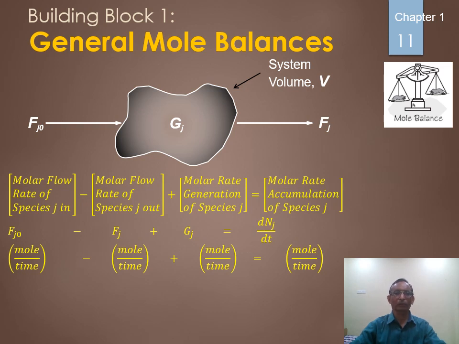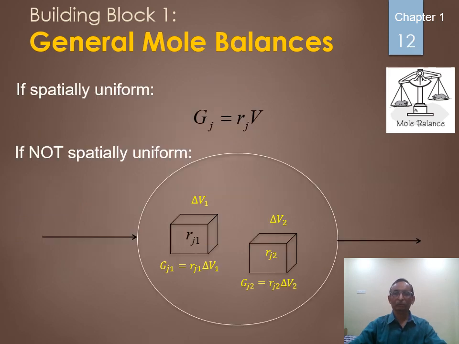Now in the next slide, we are going to replace this Gj, the generation. Just now I told you Gj depends on the volume available and the rate at which the reaction is carried out in that volume. If it is spatially uniform, meaning the rate will be the same throughout the volume, then Gj equals Rj into V. If it is not uniform, which is practically impossible to get uniform, then the rate is going to change.